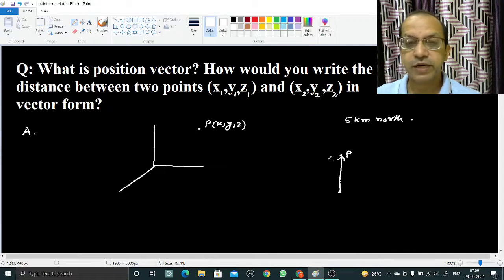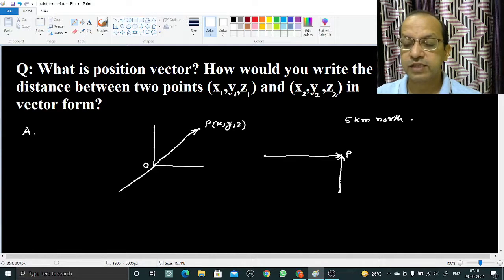But the same point can be said at 10 km east from another point. That means the reference point is important, so from where I have measured. So to know the position of a point P, the position of the reference point is important. Here we will describe the reference point as O, or the origin. So the vector joining origin and point P is called the position vector of this point.